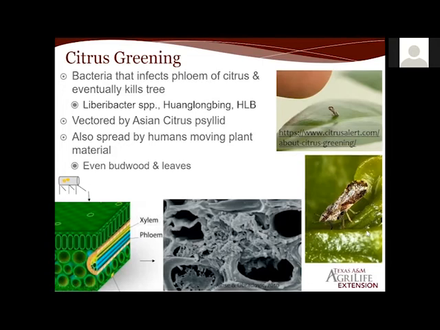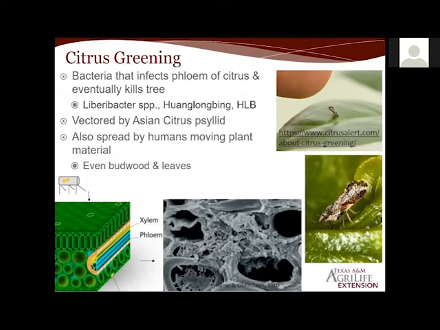So I do see this most often in cucurbits and that family, and tomatoes. All right, so citrus greening is an issue, so it's an area of interest for y'all. It's caused by bacteria that infects the phloem of citrus and will eventually kill the tree. It's Liberibacter, also known as Huang Long Bing or HLB. But most people here in the U.S. will either call it HLB or citrus greening.